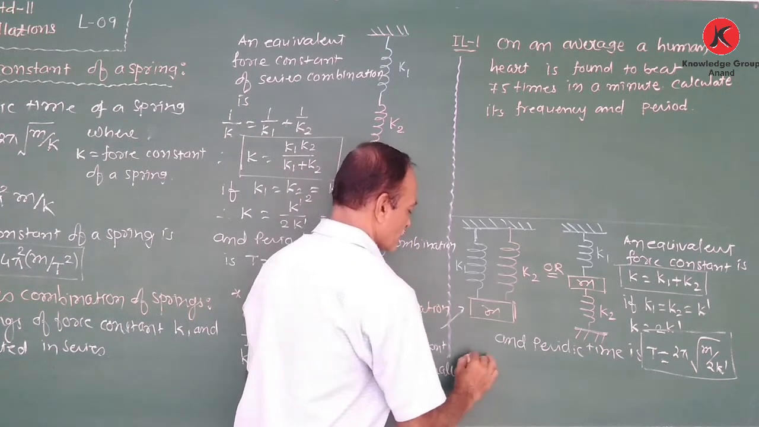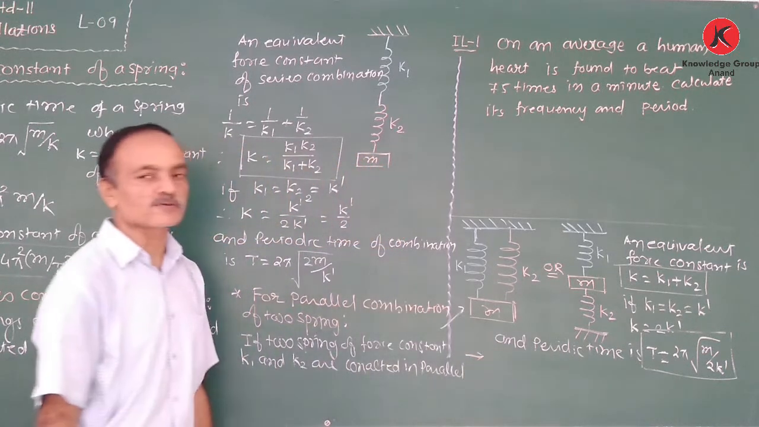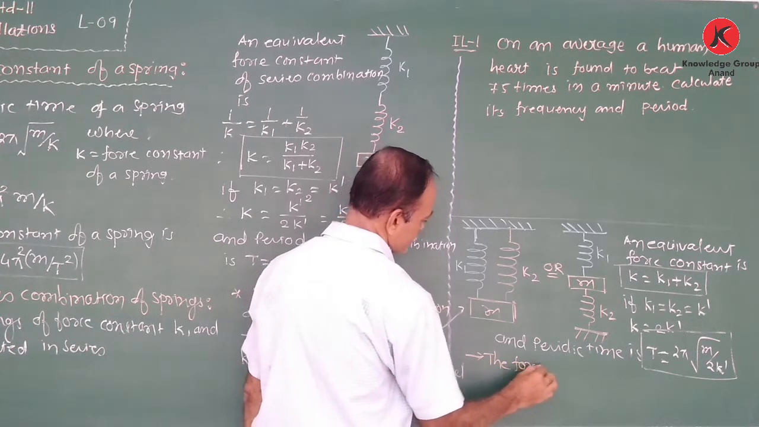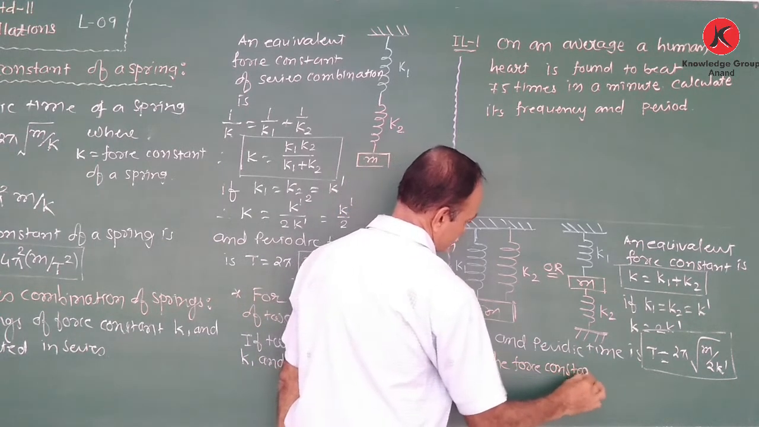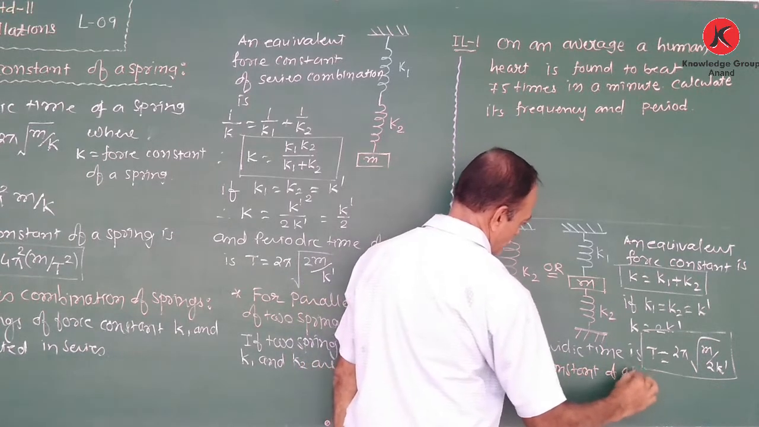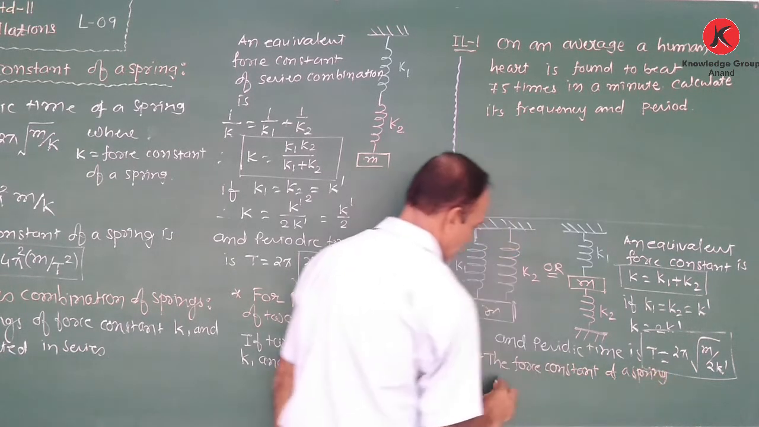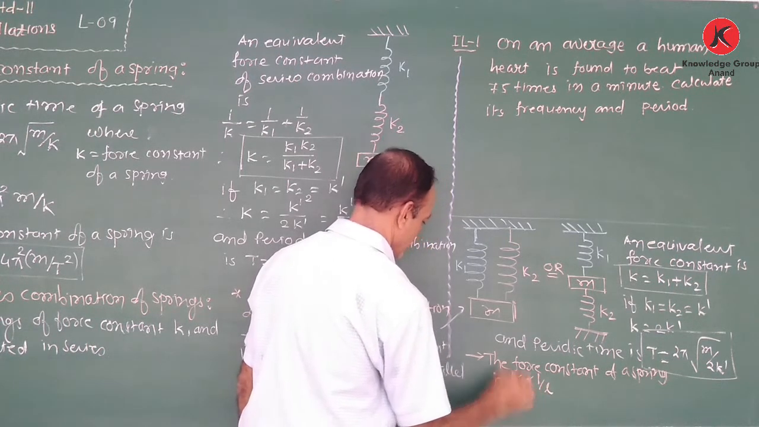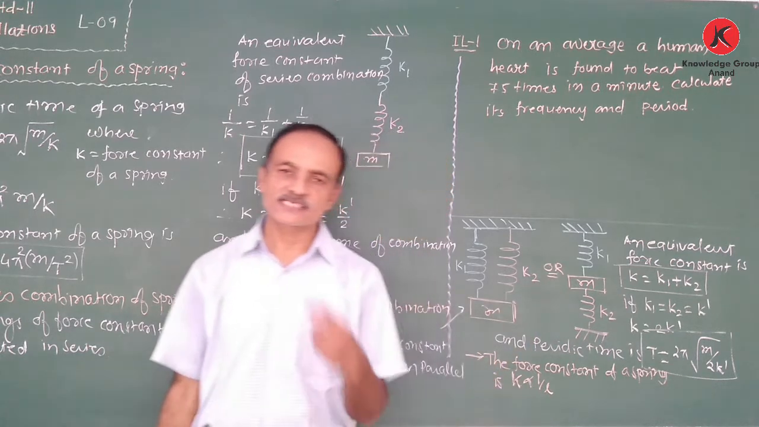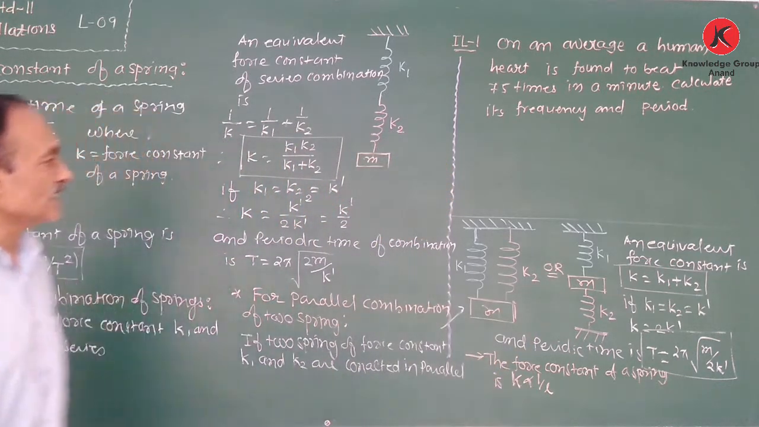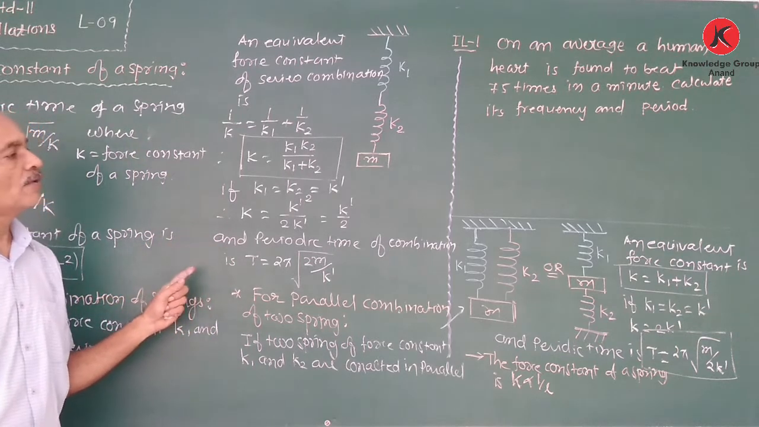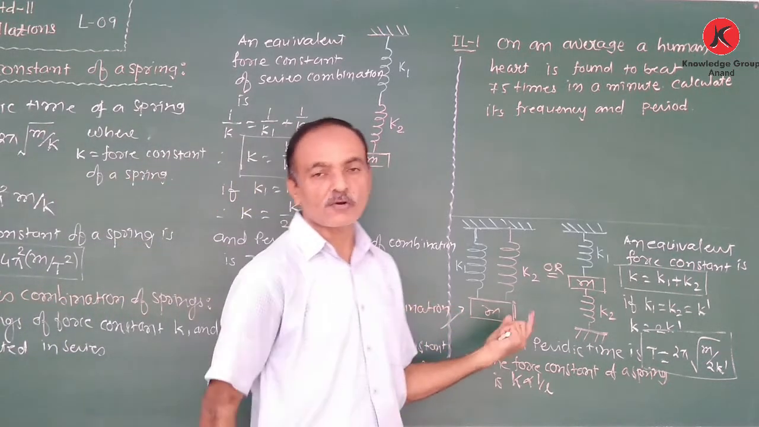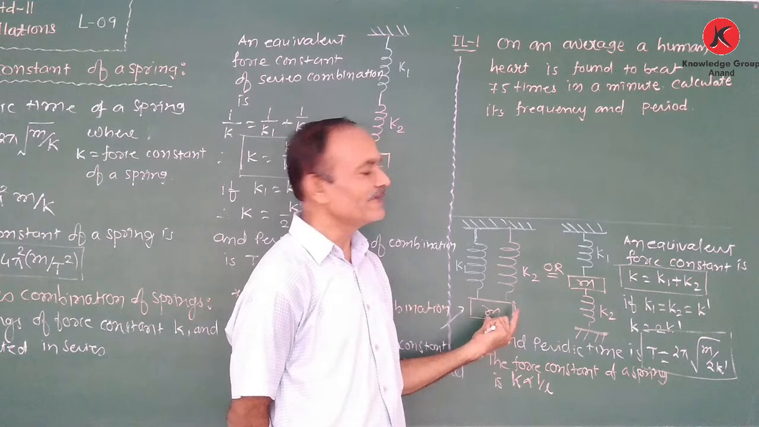Now one important thing is that the force constant of a spring is inversely proportional to its length. The force constant of a spring K is proportional to 1 upon L, the length of the spring. So these are important equations for objective type questions. They may be asked in NEET and other competitive exams, and numericals may also be asked.